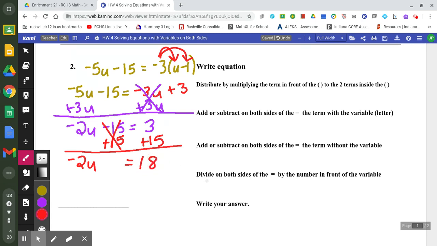And then the last step, divide on both sides of the equal sign by the number in front of the variable. The number in front of the variable is a negative 2. So I'm going to divide by negative 2 on both sides of the equal sign. U equals, and I have 18 divided by negative 2 gives me a negative 9.